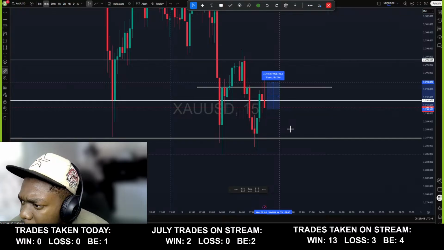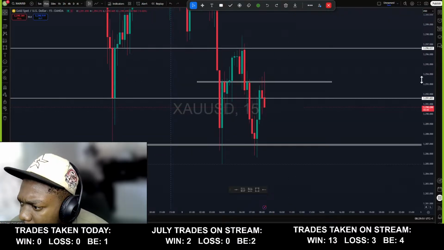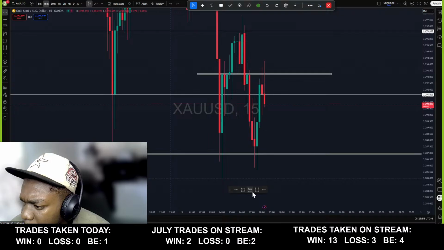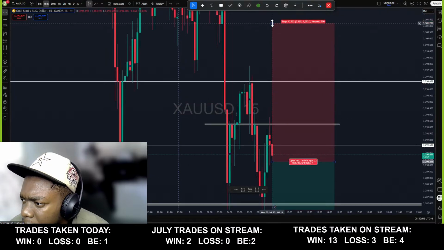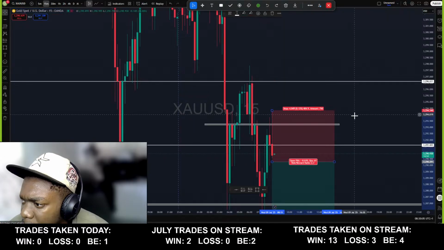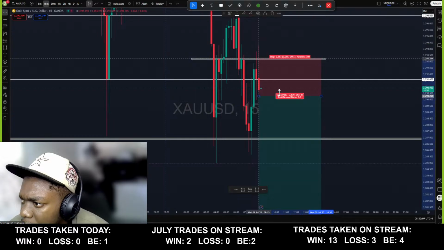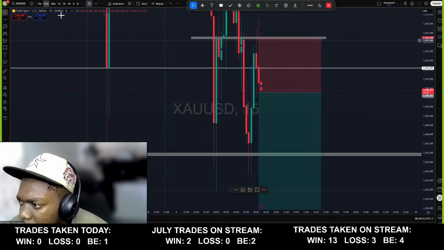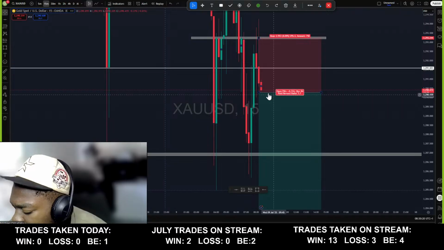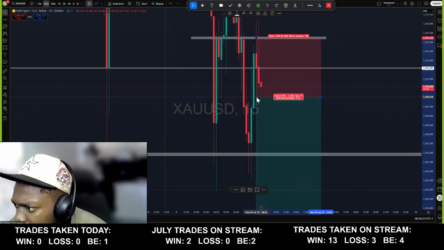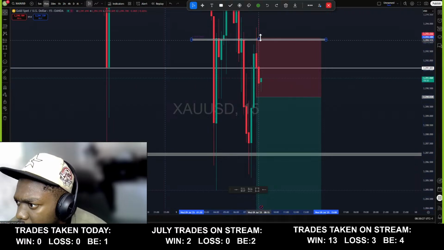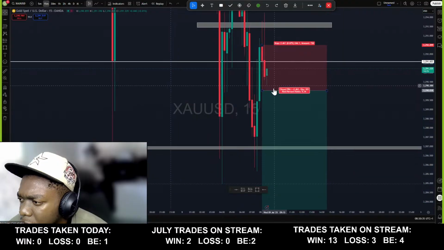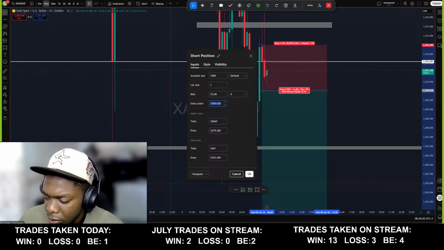Price only needs to push up a bit, then we'll look to sell it. So that's all. Hopefully it has a small projection. So let's wait for that. Need price to push up first. What I'm looking for.